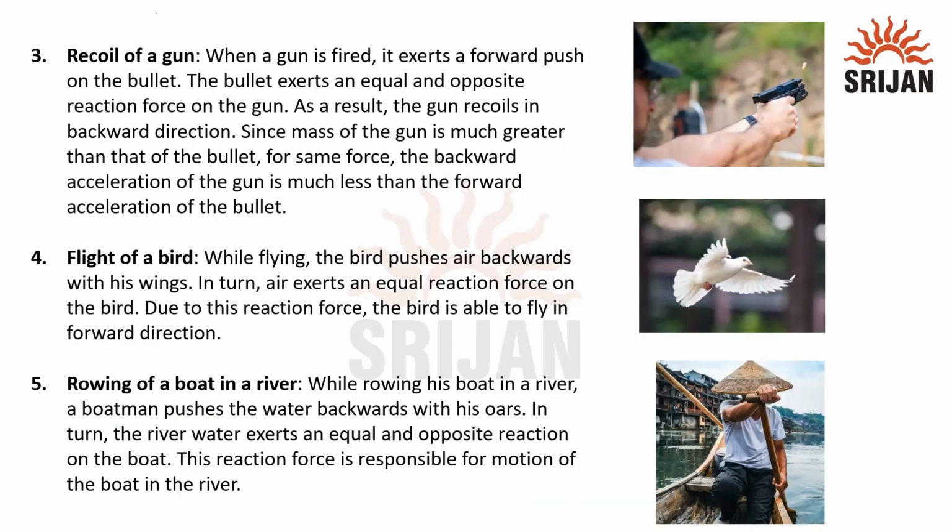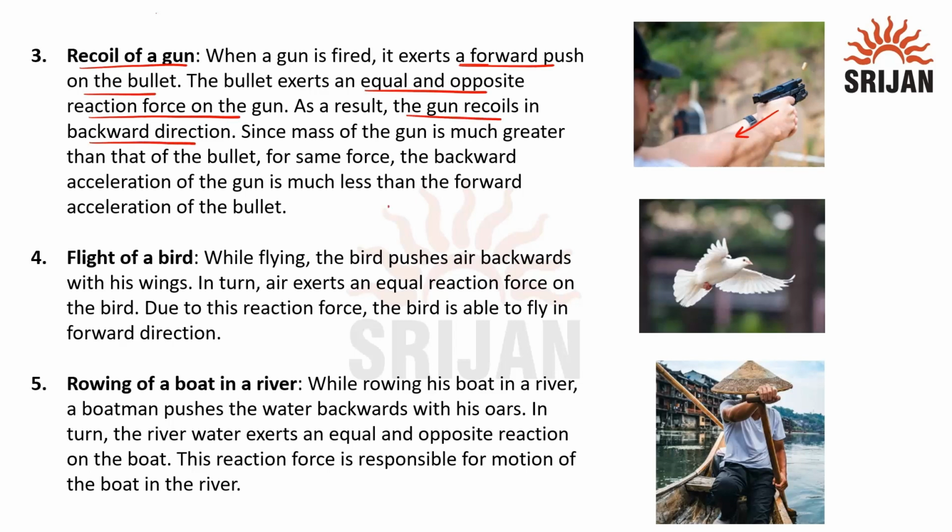The next example is recoil of a gun. When a gun is fired, it exerts a forward push on the bullet, and the bullet exerts an equal and opposite reaction force on the gun, like this, as you can observe in this picture. As a result, the gun recoils in the backward direction.